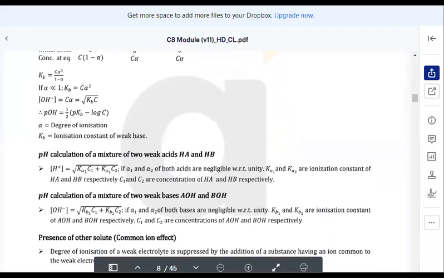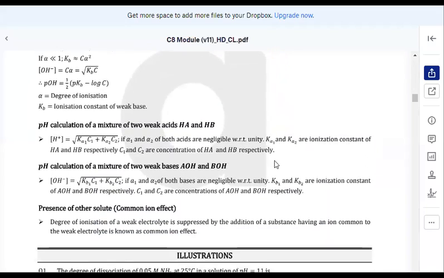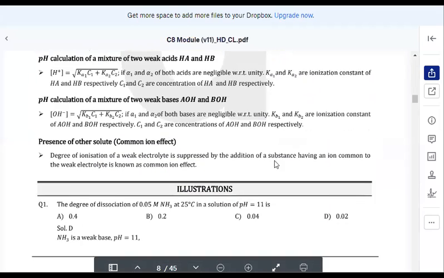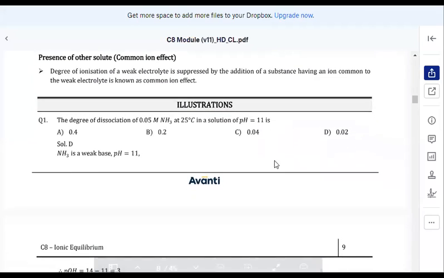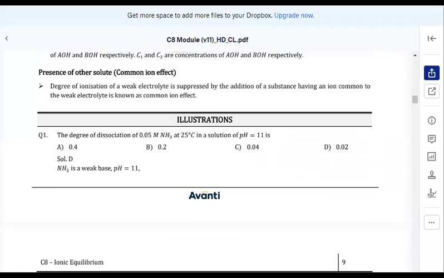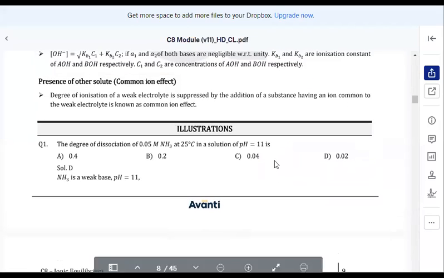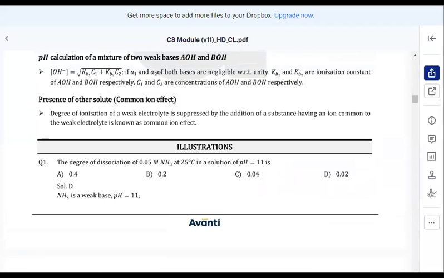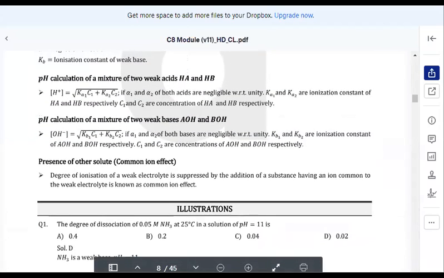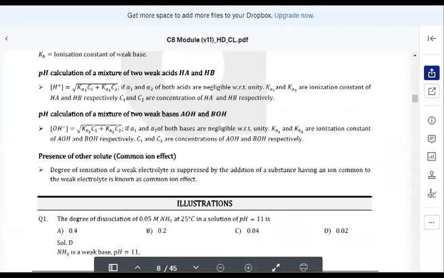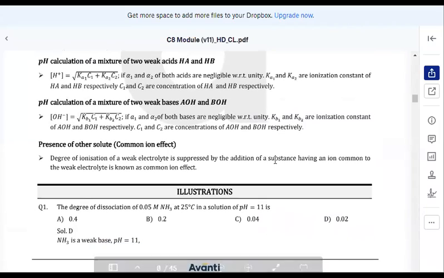So now, common ion effect we will study in the next class. Common ion effect is just like Le Chatelier's principle. Now let's see some problems here. Question one, the degree of dissociation of, okay, you can already see the answer, but try to solve it everyone. Question number one, illustration, try to solve it.